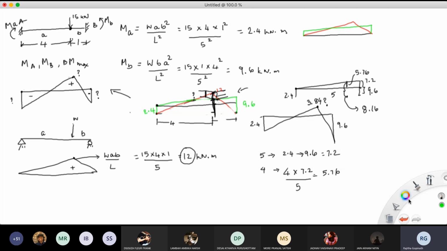So now we know some values. The value here is 12. The value here is 9.6, and the value here is 2.4. This value is correct, and this value is also as we need it.